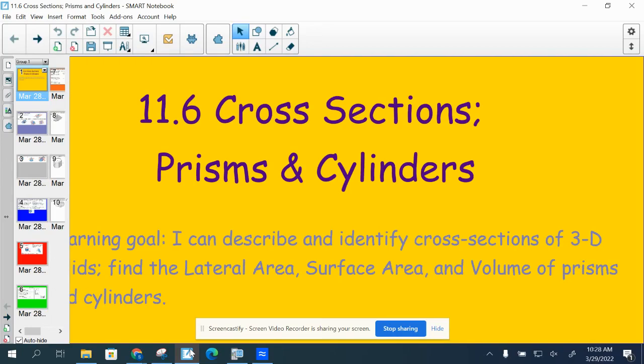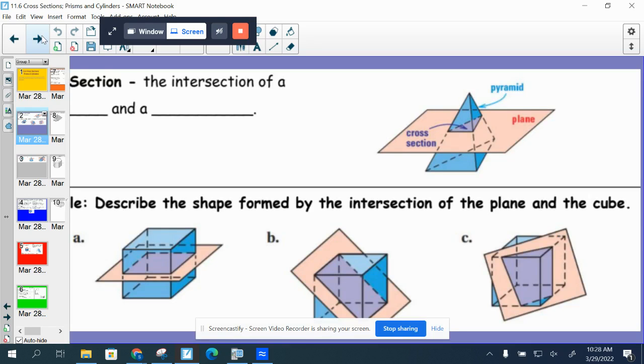This is 11.6 lesson, cross-sections and prisms and cylinders. So today we're going to learn how to find the lateral area, surface area, and volume of prisms and cylinders.